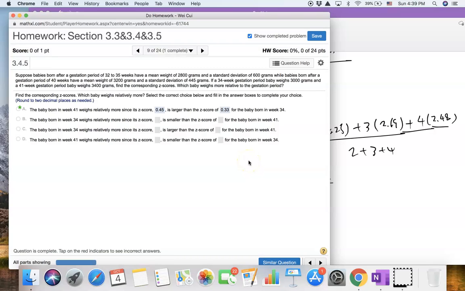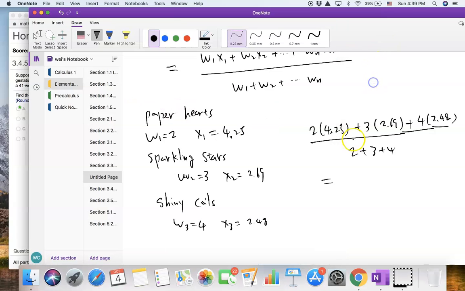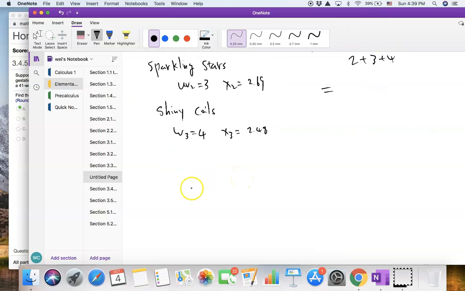Okay, for number 9, we're asked to find the z-score. So let's recall the formula for finding the z-score. That's the data or the observation minus the mean divided by the standard deviation. Or if we're given the sample mean and sample standard deviation, it's going to be x minus x bar over s.